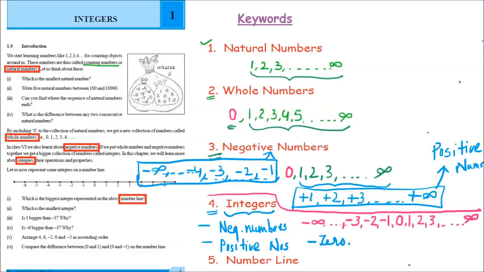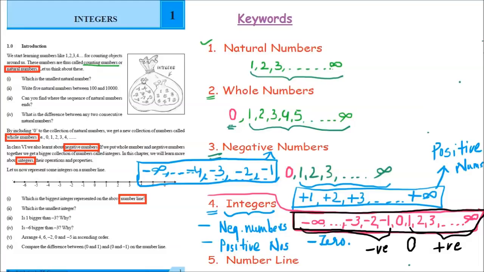So this set of numbers, minus infinity to plus infinity, this whole set is known as integers. They include negative numbers from here to here, then positive numbers and 0. 0 is neither negative nor positive. Let me quickly erase a few things here so that I can explain better.